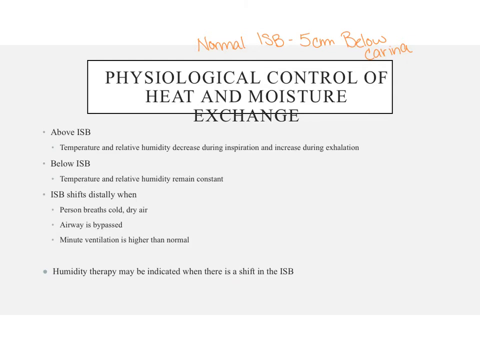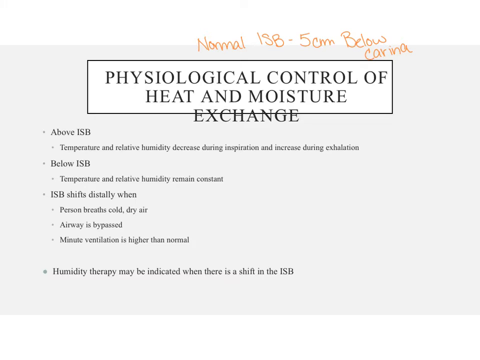So the ISB can be shifted distally. Remember, distally means below, or it shifts down. So the ISB is shifted down and further in the respiratory tract when a person breathes cold air, if the upper airway is bypassed, or minute ventilation is higher than normal. Humidity therapy may be indicated when there is a shift in ISB. Not always, but most of the time it will need to happen.